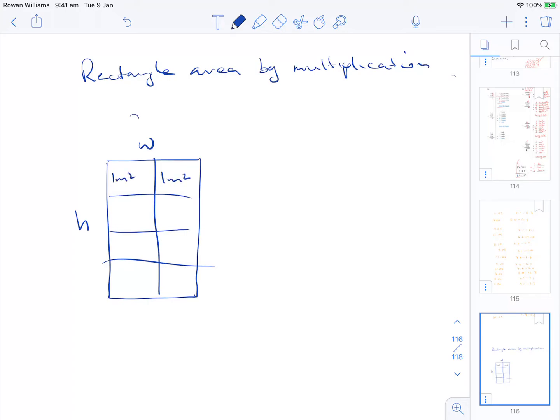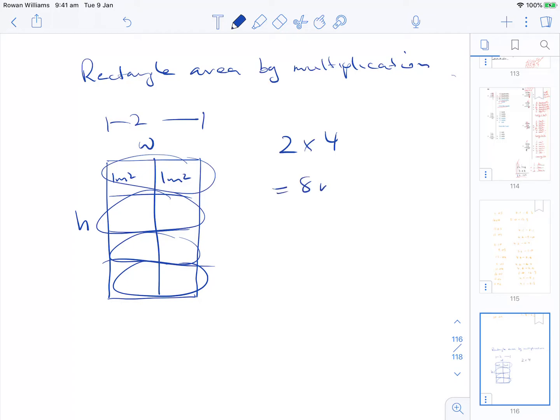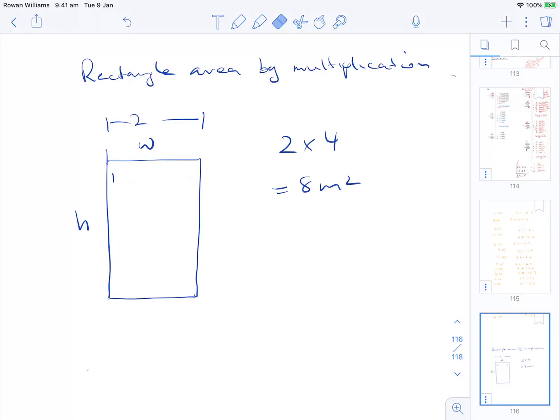Then I'm going to have 2 meters along this way, right? And then I'm going to have 1, 2, 3, 4 groups of them. So I can do 2 times 4, which equals 8 meters squared. So we have to work out how many meters we go across and how many meters we go down. So that's the basics of it. Height times width. You just work in how far. You just plug in your numbers and you work it out.